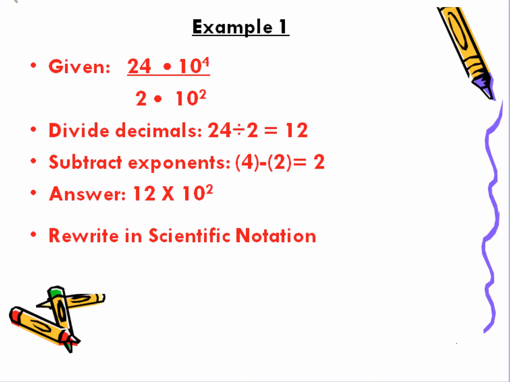But remember, that's not in scientific notation, so we've got to fix it by moving the decimal between the 1 and the 2. 1.2 times 10, and again the decimal was here and I moved it one space over, so now I would have to add 1 to the 2 and it would become 3. So my final answer is 1.2 times 10 to the 3rd power.